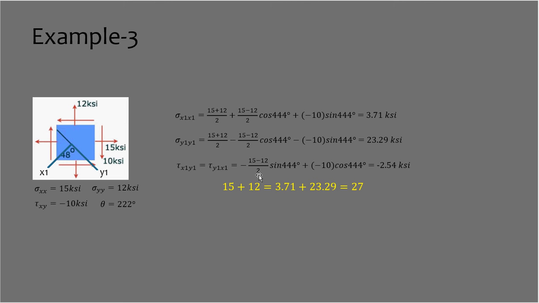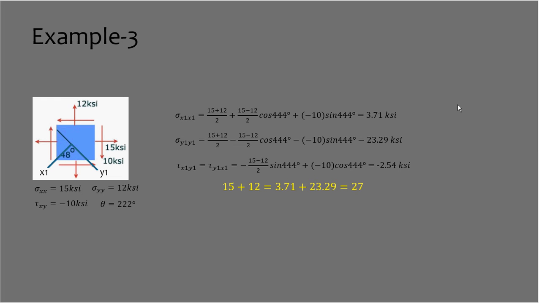Again, here's our stress transformation equations. Plugging in all the variables, 2 times theta, 444. We come out to sigma x1, 3.71 ksi, sigma y1, 23.29 ksi, and the shear stress to come out to negative 2.54 ksi.